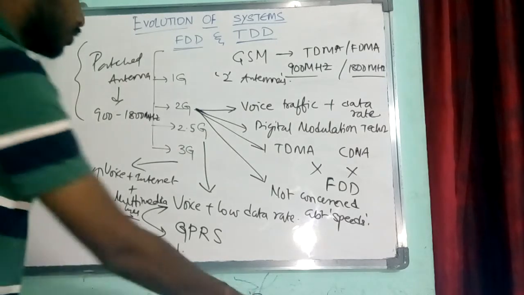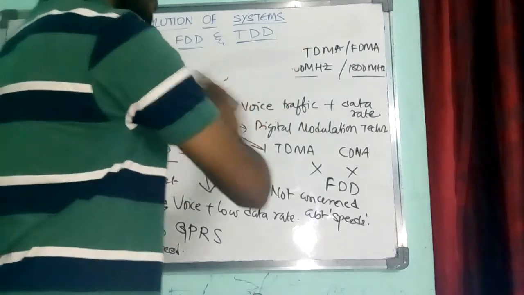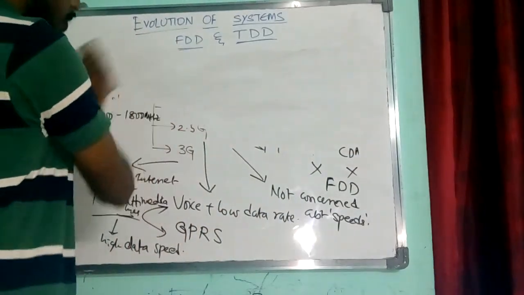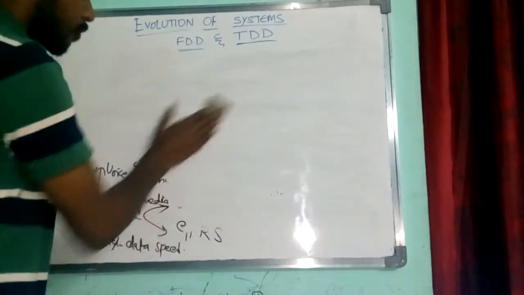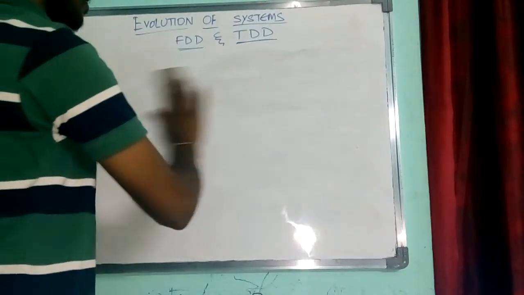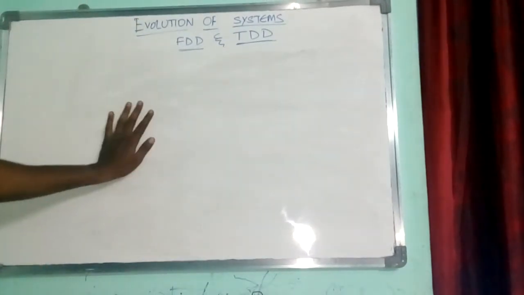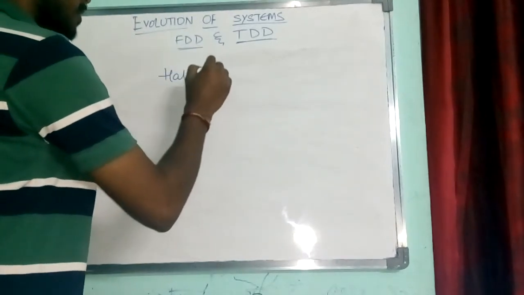Now next, coming to systems called duplex systems: half duplex and full duplex. Here I have a system called half duplex.